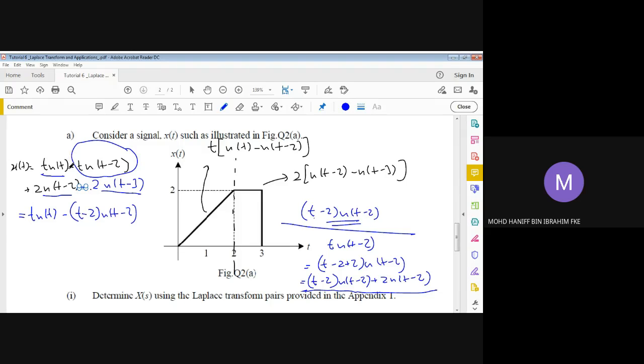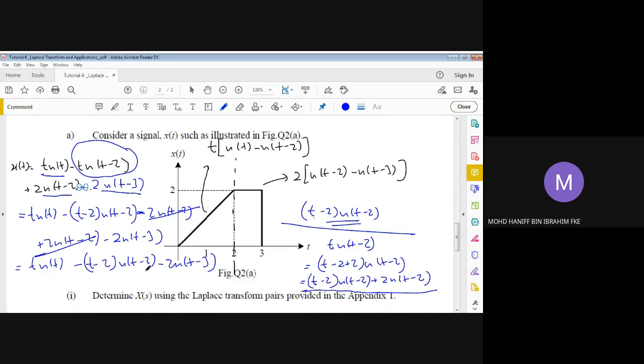We have a negative sign here, so it will result in a negative sign also. Minus 2 of u(t minus 2) plus 2 u(t minus 2) minus 2 u(t minus 3). Okay, so from here we notice that these terms are the same. They have negative, they have positive, so they can be cancelled out. So we are left with only t u(t) minus (t minus 2) u(t minus 2) minus 2 u(t minus 3).